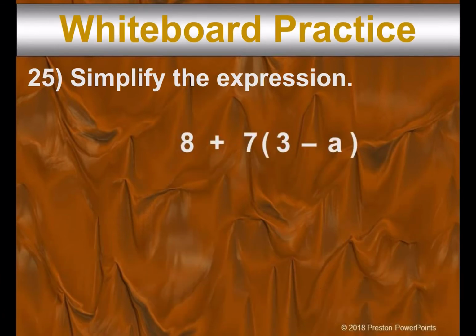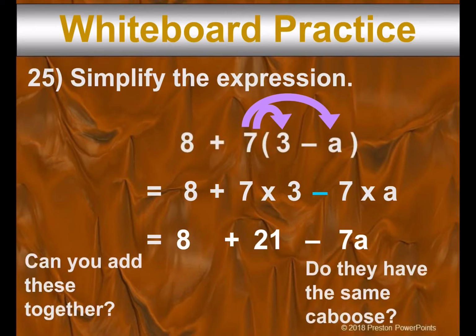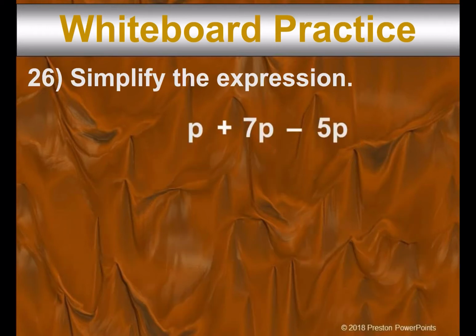So let's look at this one again. 8 plus 7 and then 3 subtract a. So first of all, if I distribute, I can distribute the 7 times the 3, which is 21. And I still have that 8, and then the 7 times the a would be 7a. Now what can I combine? I can combine the 8 and the 21 because they're just whole numbers. So that's 29, and then the subtract 7a. I can't combine it with anything because the 29 doesn't have a variable with it.